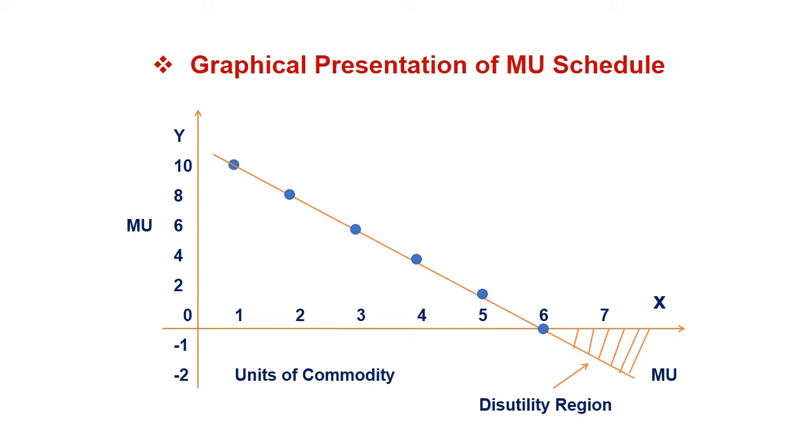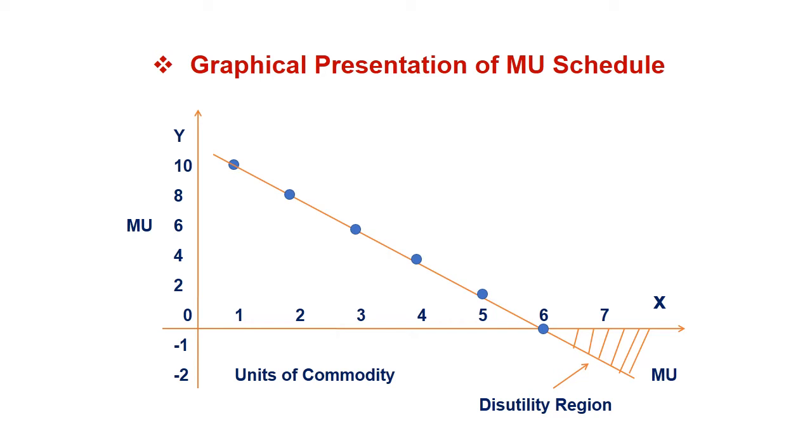Now let us see the graphical presentation of the marginal utility schedule. Look at the diagram. On the y-axis we measure marginal utility and on the x-axis we measure units of commodity consumed by the consumer. Total 7 units are given. Now let us see the slope of the MU curve.